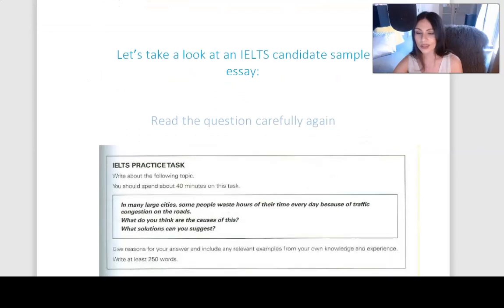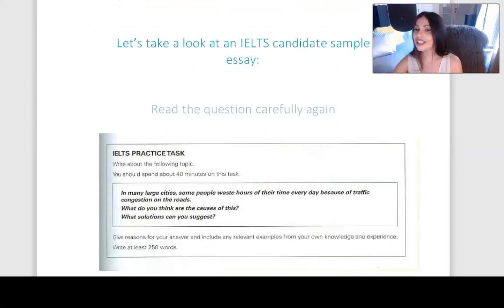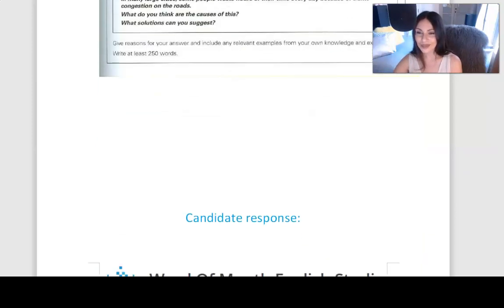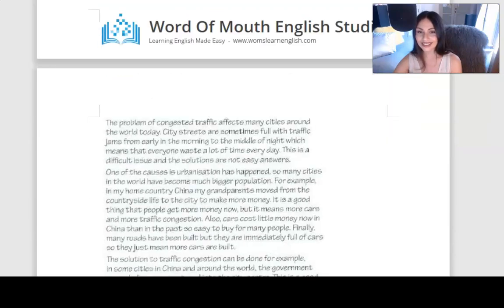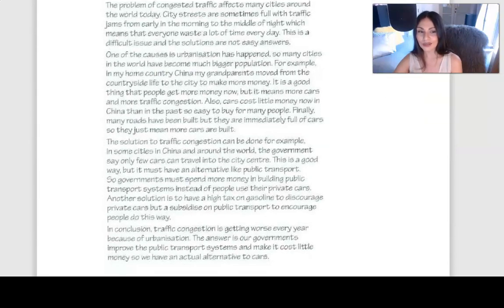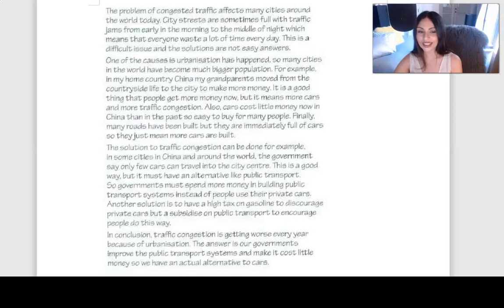But before, read the question carefully again to check whether you've left out anything, okay? Make sure you've included all these main points. And now let's go on to the candidate's, and here it is. Ready? You have 2 minutes to pause the recording and read this candidate's essay and compare it to your own. Pause the recording.